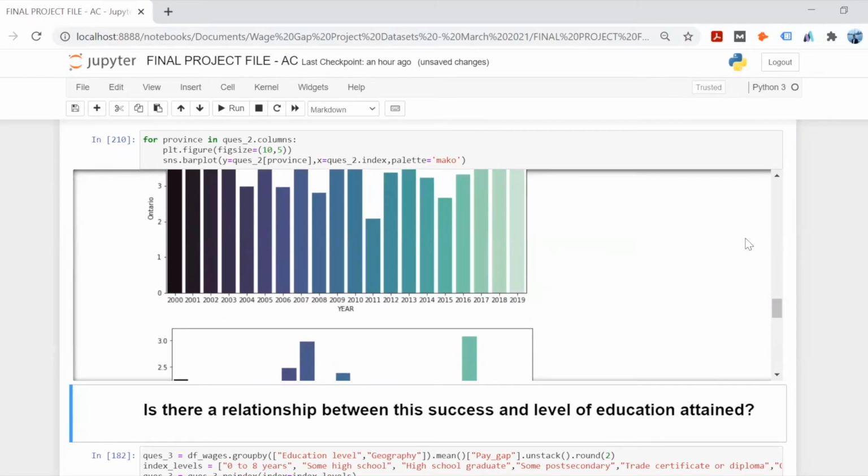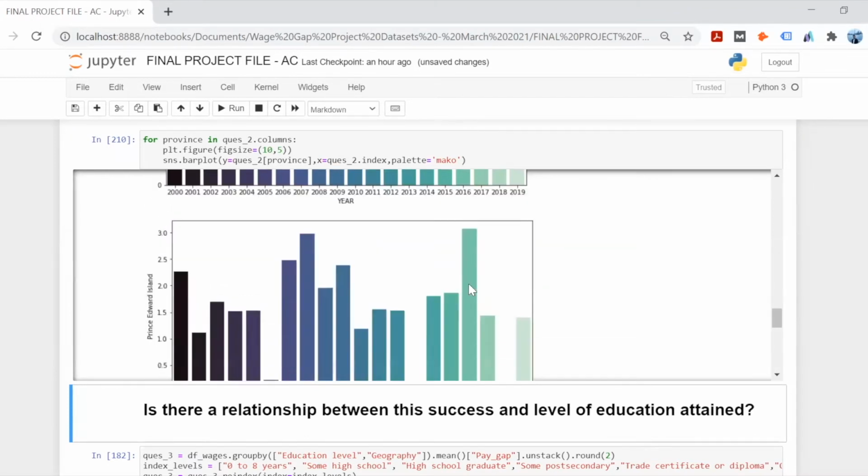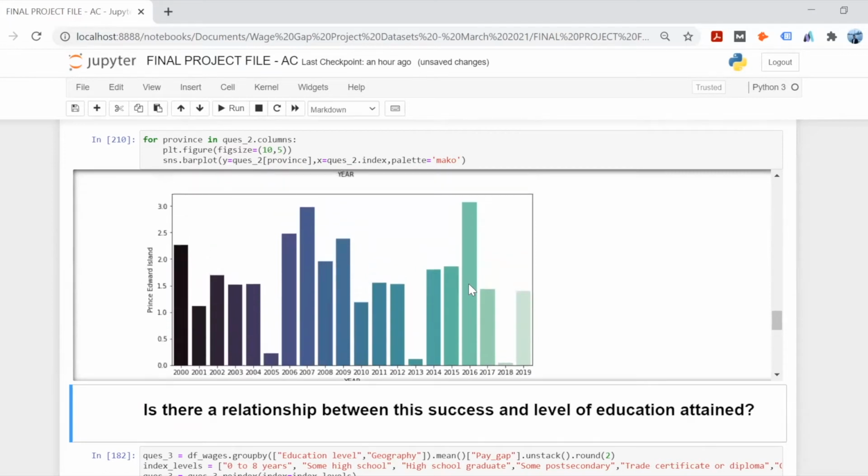By analyzing the bar plots, interestingly, we found that the pay gap for Prince Edward Island decreased significantly in 2005, 2013, and 2018, but it again increased in the following years.